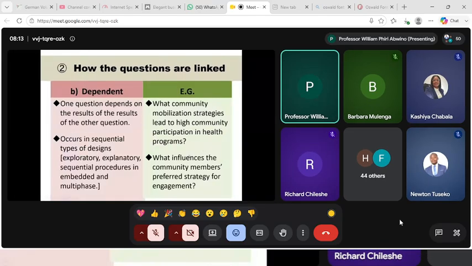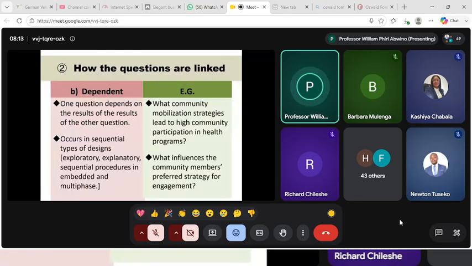Please, can you write and put these clearly? So let me just repeat. The first one is exploratory, sequential, mixed research design. The second one is explanatory, sequential, mixed research design. The third one is a parallel convergent mixed research design.